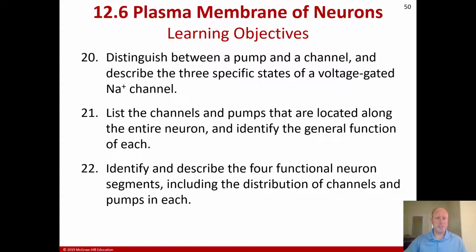All right, we're now talking about section 6 for chapter 12 on the nervous system, and we're talking about the plasma membrane of neurons. We want to be able to distinguish between a pump and a channel and describe the 3 specific states of a voltage-gated sodium channel, to list the channels and the pumps that are located along the entire neuron and identify the general function of each. Identify and describe the 4 functional neuron segments, including the distribution of channels and pumps in each.